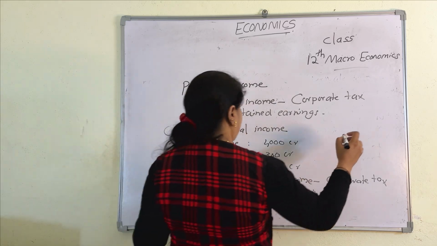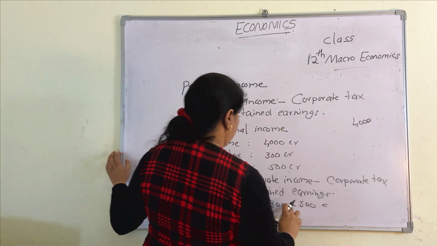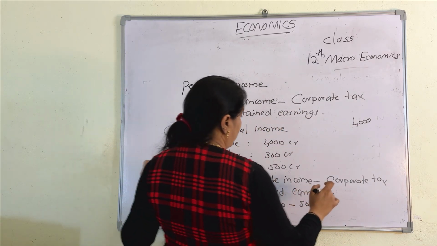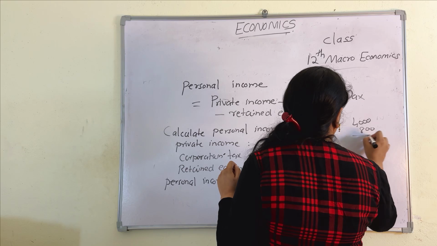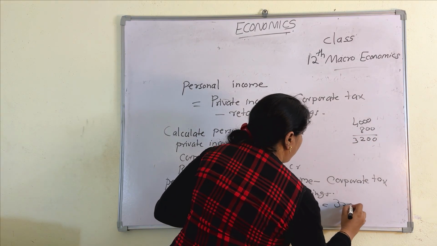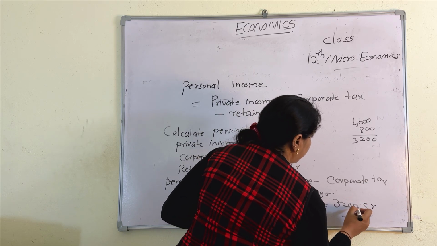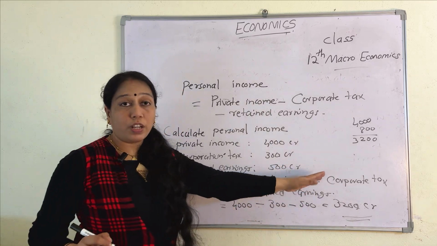How much is the answer? 4,500, 300 minus only. So 800, 3,200 crore. 3,200 crore is the answer.